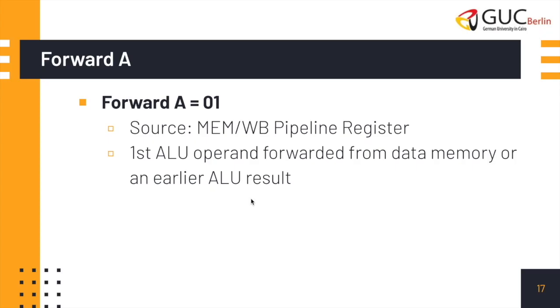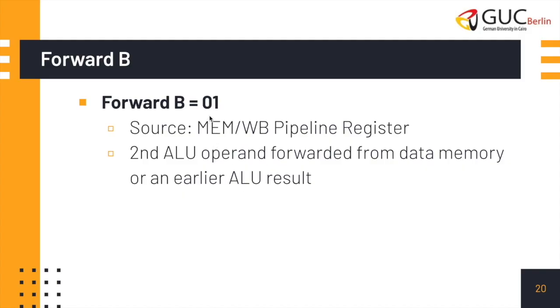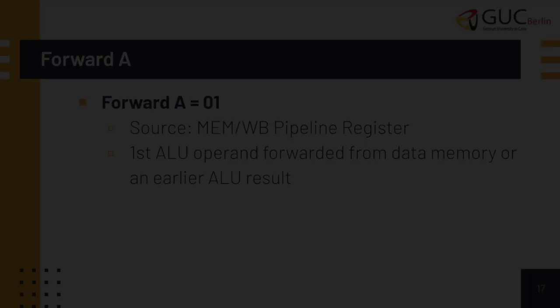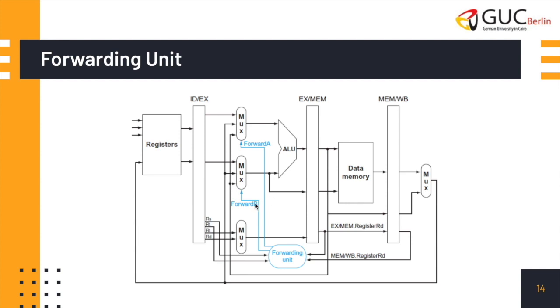The last case is what? That forward B becomes 0, 1. Therefore, the second ALU operand is forwarded from the data memory or an earlier ALU result, meaning that we will forward the value of RD from the mem/write back pipeline register to become the second ALU operand, which is the RT. So if we go back, forward B becoming 0, 1 means I'm selecting the second line. The second line is what? It is getting the data from the mem/write back pipeline register.